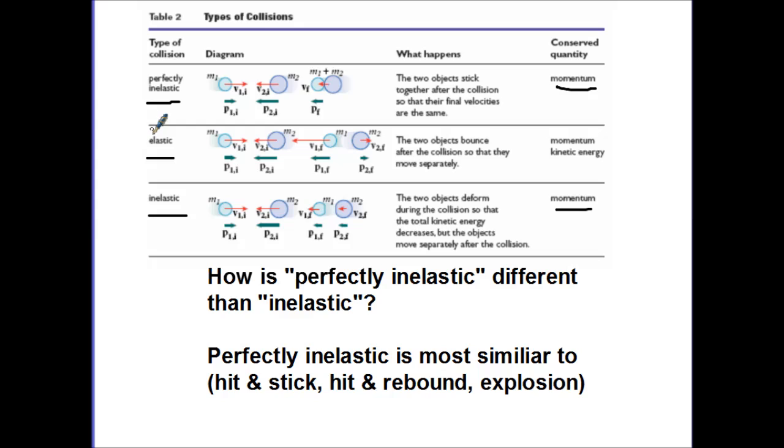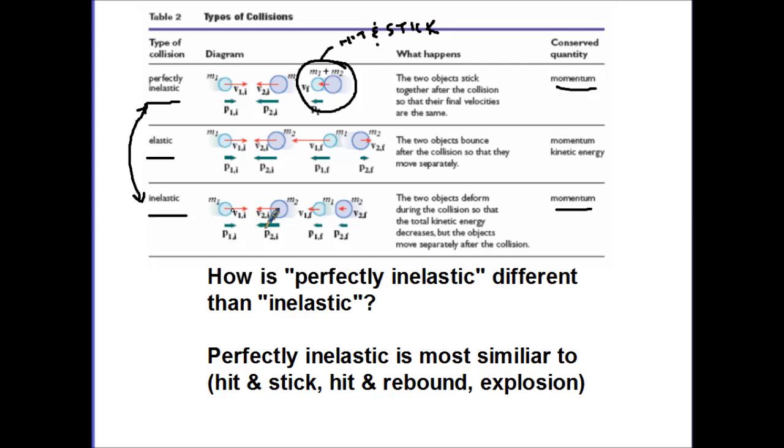Now probably the biggest thing that we need to look at here is the difference between perfectly inelastic and inelastic. These two are not the exact same thing. A perfectly inelastic collision just means that they stick together. This is what we used to call the hit and stick in the last section. So when objects hit and stick together, that's what we would call a perfectly inelastic collision.